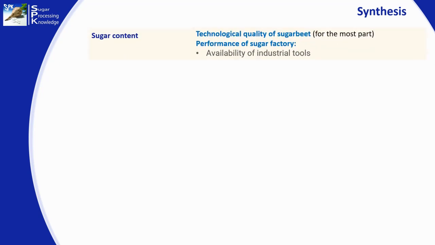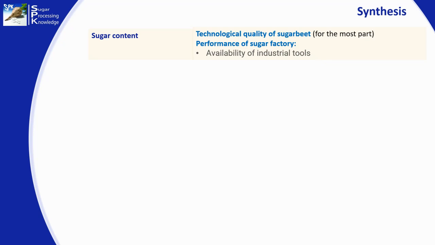Now, let's do a synthesis and recap of everything we've seen. The parameters that influence the sugar yield: there is first of all sugar content. Sugar content is largely impacted by the technological quality of the sugar beet and then by the performance of the sugar factory, especially the availability of industrial tools, because who says factory shutdown, says prolonged storage of the beet, and risk of falling sugar content.